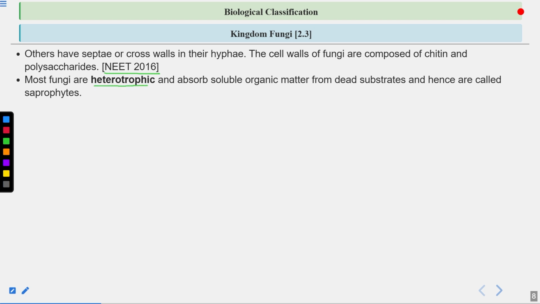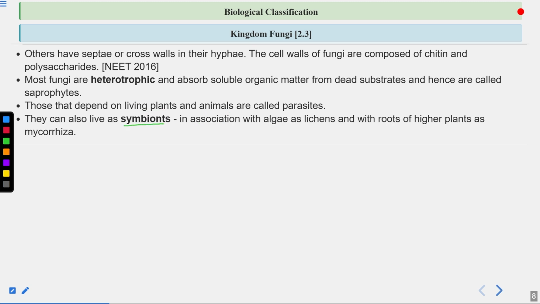Fungi are heterotrophic. Mostly they are saprophytic, but some are parasitic also. When they are saprotrophic, they feed on dead and decaying organic matter. So these fungi secrete digestive enzymes which decompose the organic matter, and then they absorb nutrients from this organic matter. So fungi are saprophytes. Some are parasitic also. They live on plants and animals, and they obtain nutrients from these plants and animals.